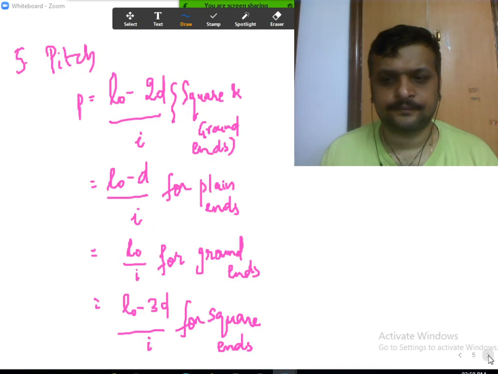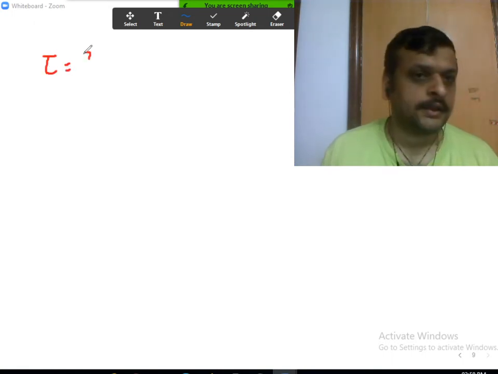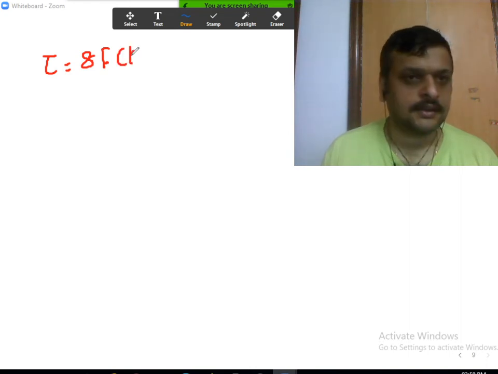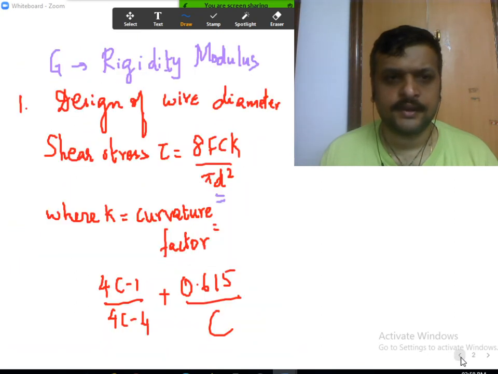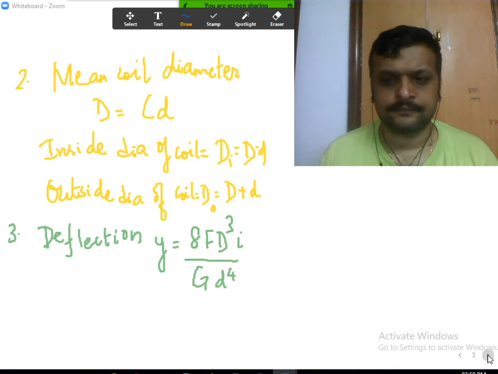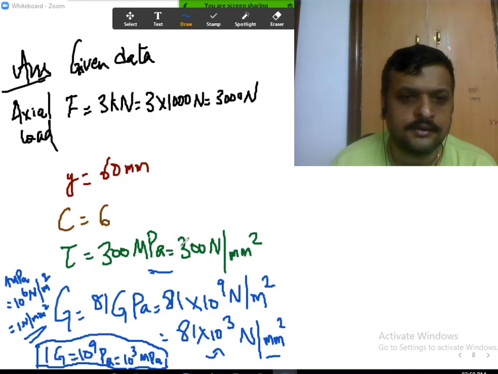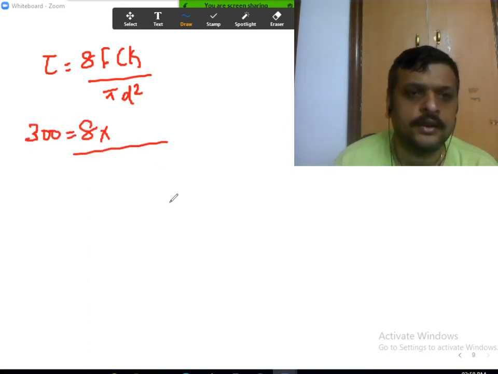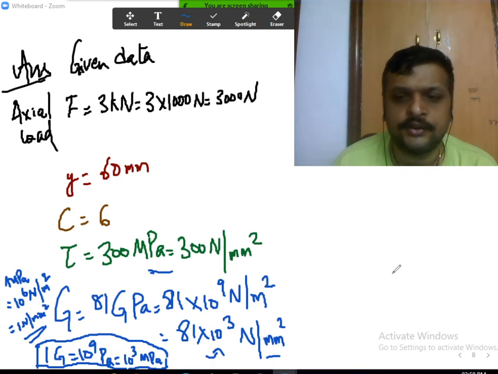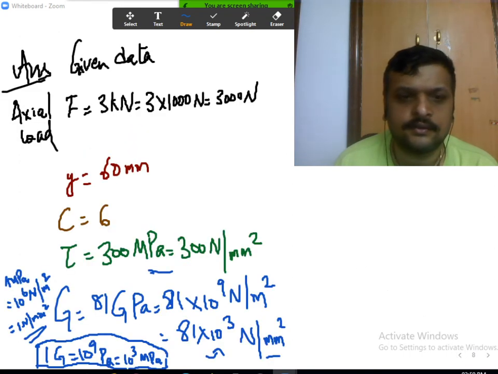So now as usual the first step is to find tau. So let me write that. Tau equals 8 F C K upon pi d square. I already told you also, this equation is usually used for finding d. Here, before finding d, let us check whether we have all the parameters. So tau on substituting, it is 300 here, equals 8 into capital F equals 3000, and capital C equals 6.